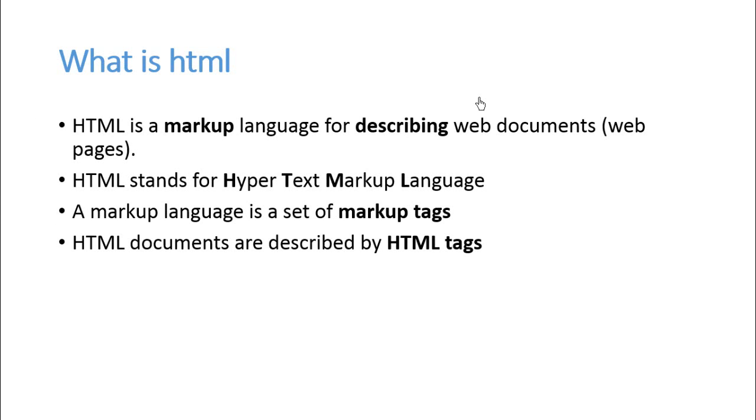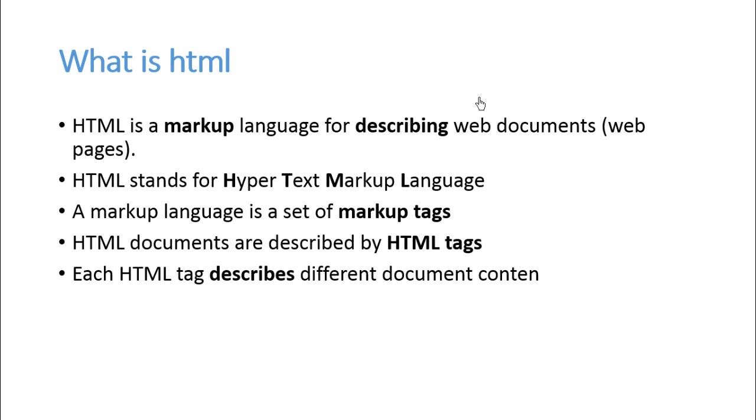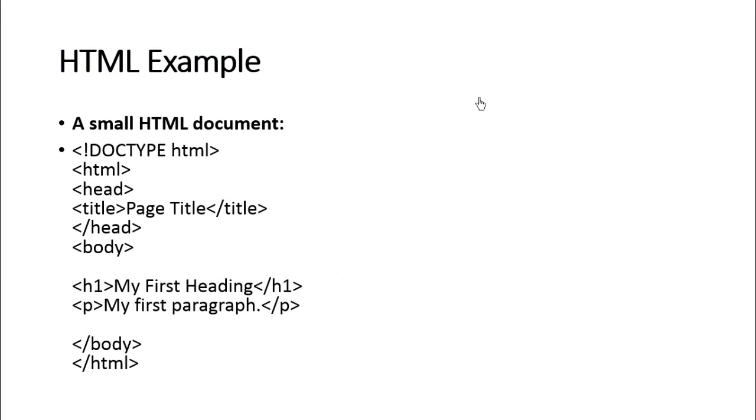Each HTML document is described by HTML tags. Then each HTML tag describes the document content. That's, the HTML tag describes the content of the document. Here is an example of an HTML document.